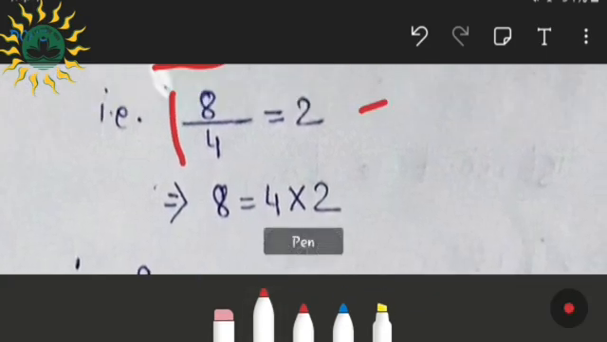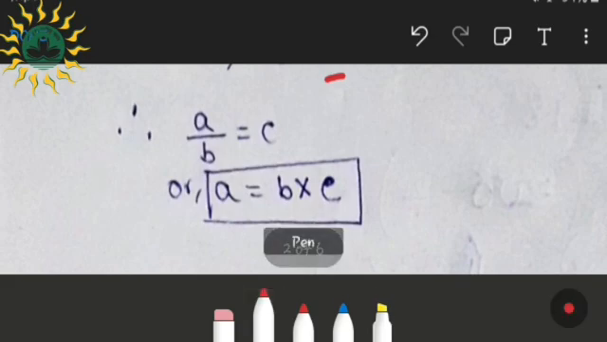So if 8 divided by 4 is equal to 2, then we can say that this 4 in the previous step was in division. If we change the side, it will be multiplication, right? So here 4 was division, so here 4 is in multiplication. If we change its side, it will be 4 into 2, which gives us 8. Therefore we can conclude that division is the inverse form of multiplication.